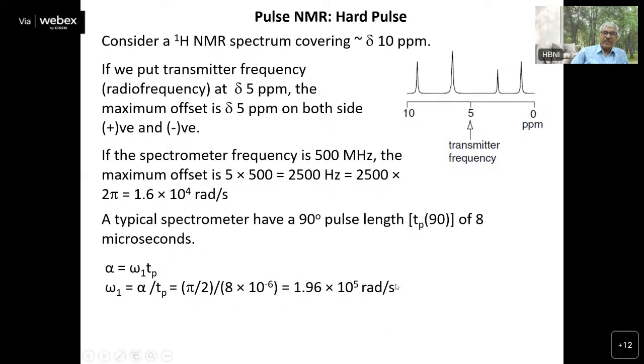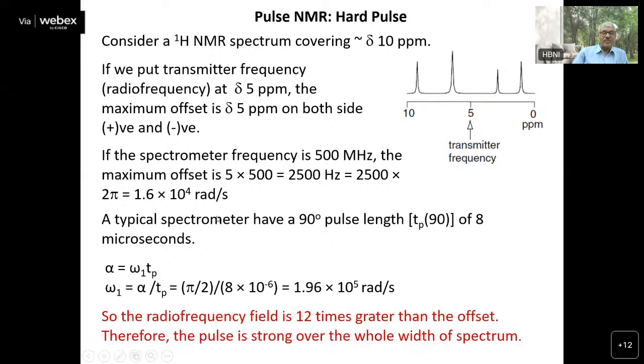The radio frequency field is about 1.96 × 10^5 rad/s, whereas the offset field required is 1.6 × 10^4 rad/s. So what you see is that the radio frequency field is 12 times greater than the offset. So you can very easily excite all the frequencies together. This is the trick used in pulsed NMR: you use a very strong B1 field for a very short time.